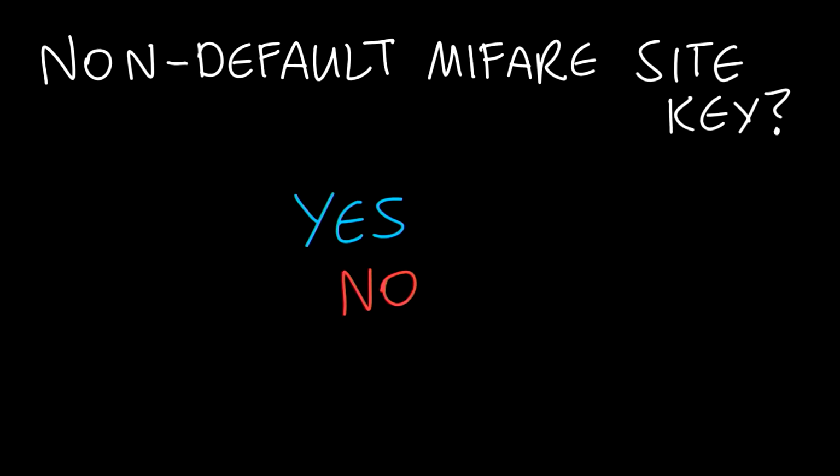How many sites are using a non-default MIFARE site key? This is the key thing that is required. Gallagher acknowledges it, knows it. This is the thing that is required to have any form of card security. Put your hands up if you think it's above 20. Above 10, above 5, above 1, 0. Yeah, you have a little faith. Okay, there's 1.